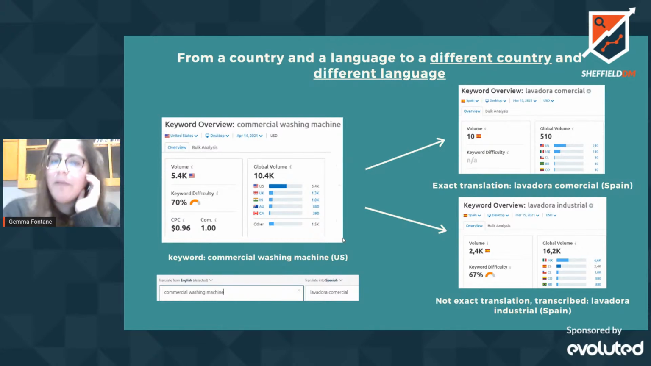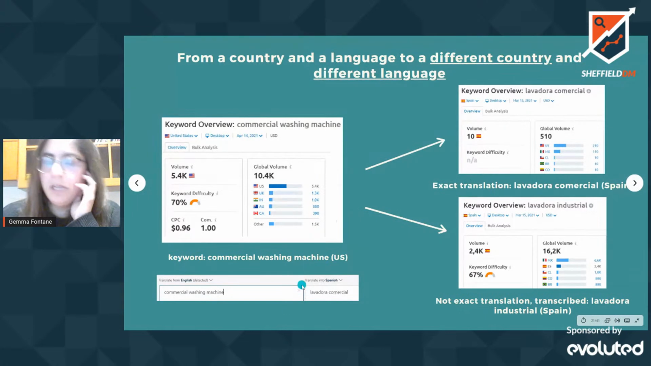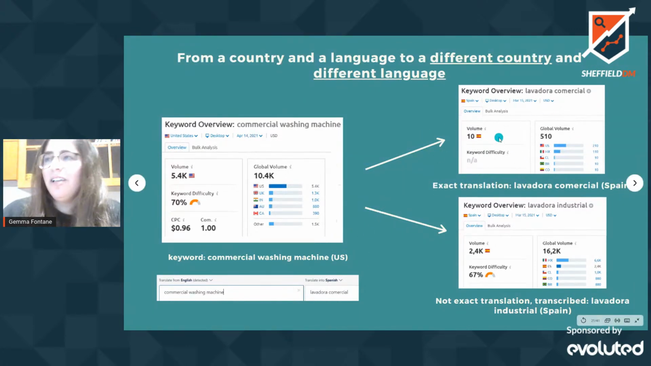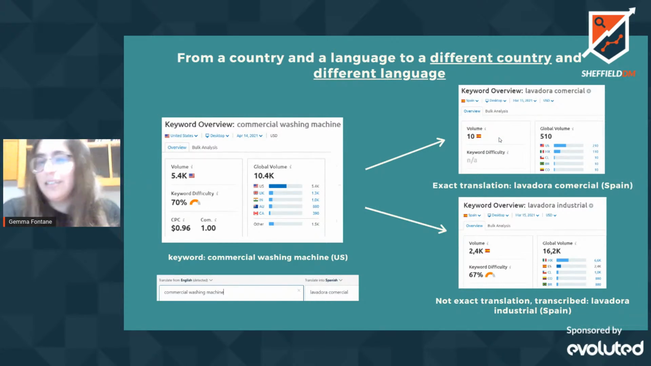However, if we use the translator, we can see the exact translation of commercial washing machine in the US is lavadora comercial. This is how this exact word is called in Spanish. What happened here? There are only around 10 searches per month of this exact keyword. The exact translation, only 10 searches per month. So maybe you will say, oh, people in Spain are not buying commercial or industrial washing machines.